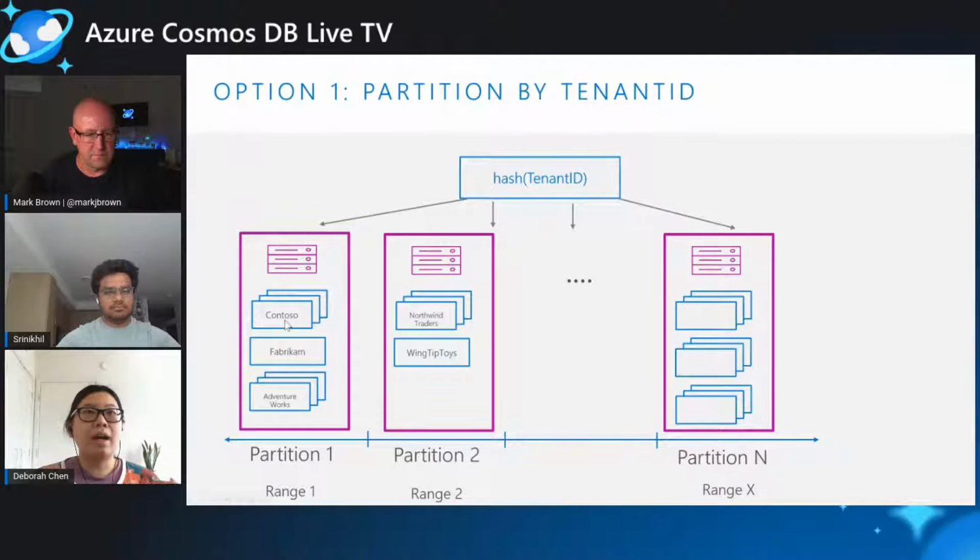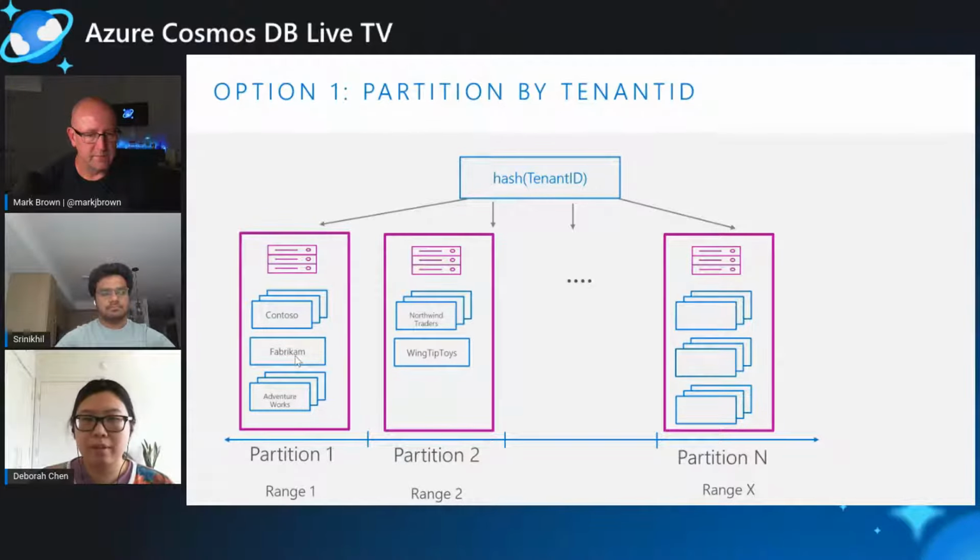So as you can see, because we do that hashing, all the data for a single logical partition will always be on the same physical partition. So all my data for Contoso is in one logical and physical partition, Fabricam, and so on. All right, diagram makes sense? Yep. Cool.